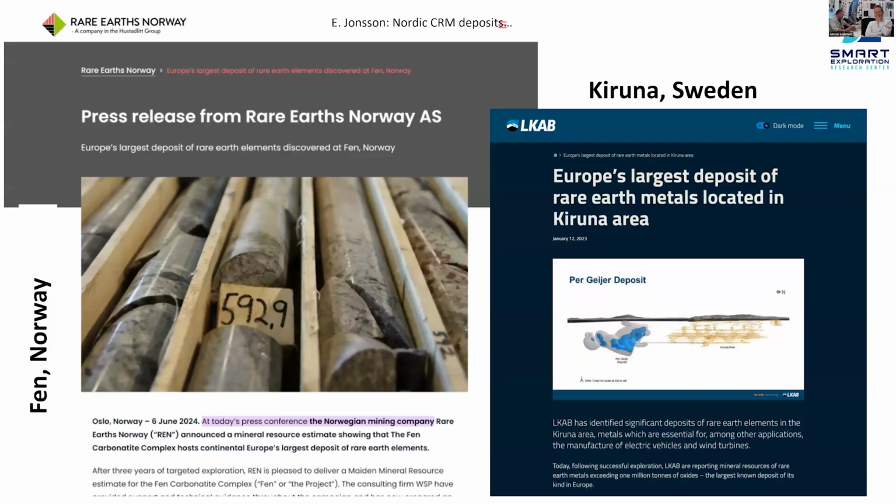Everyone seems to have Europe's largest deposits of rare earth elements. On the 12th of January 2023, LKAB said, we have Europe's largest deposit of rare earth metals in the Kiruna area.